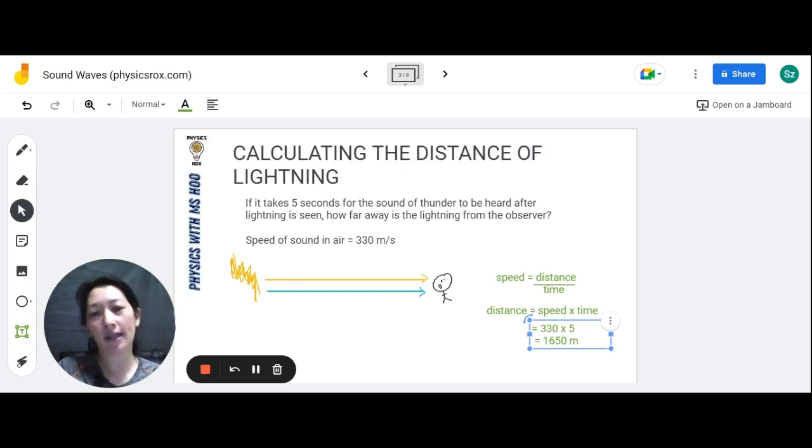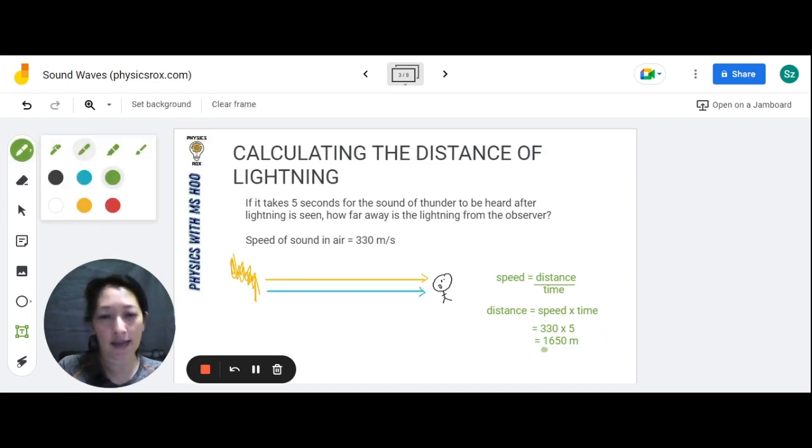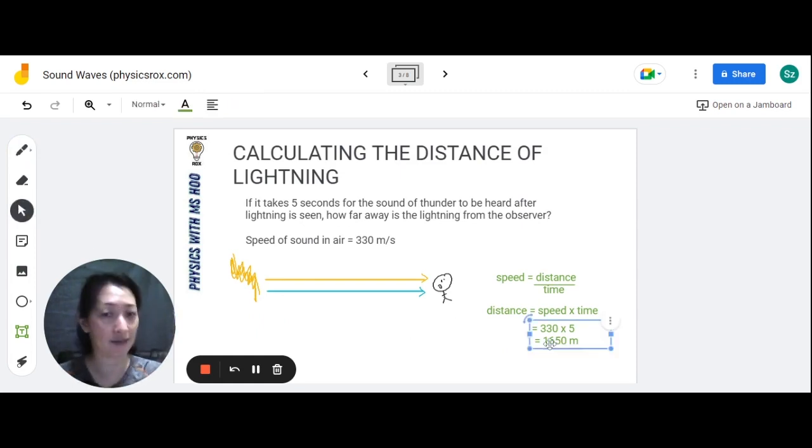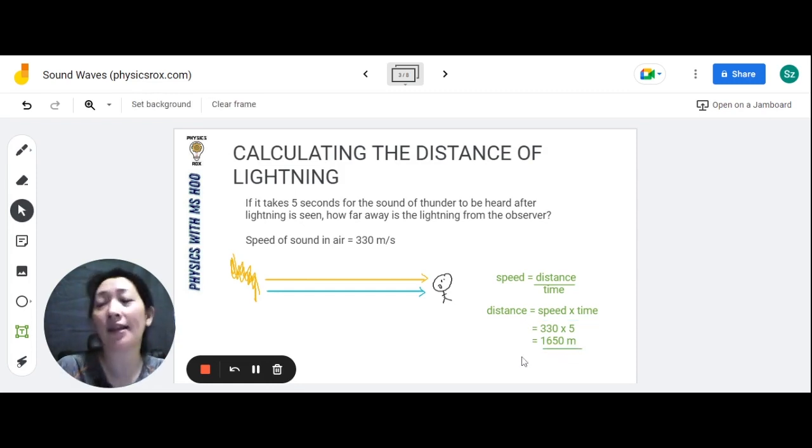And this is how you calculate the distance of lightning from the observer given the time it took for the thunder to reach us after seeing lightning. And this is how you can calculate this in real life as well. So if you want to find out how far away the lightning is from you, the moment you see lightning, count the number of seconds before you hear it, and then use this formula to approximate how far away the lightning is from you.